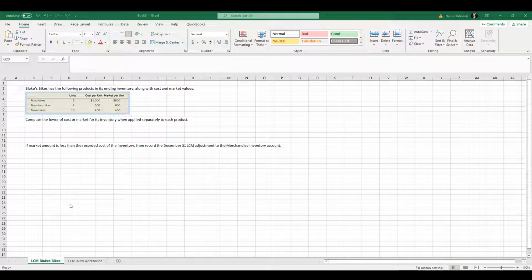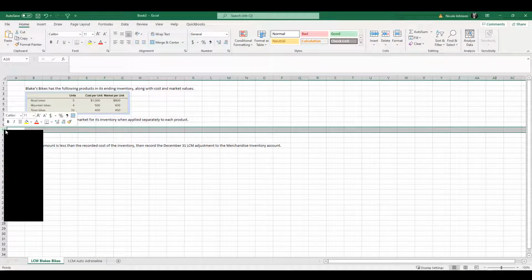Blake's Bikes has the following products in its ending inventory, along with the cost and market values. There are road bikes, 5 of these at a cost per unit of $1,000 and market per unit of $800. We have 4 mountain bikes at a cost per unit of $500 and market value per unit of $600. And we have 10 town bikes. Cost per unit is $400, market per unit is $450. So we're going to look at the values of each of these things.